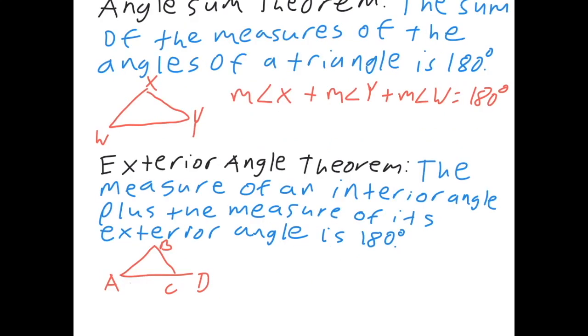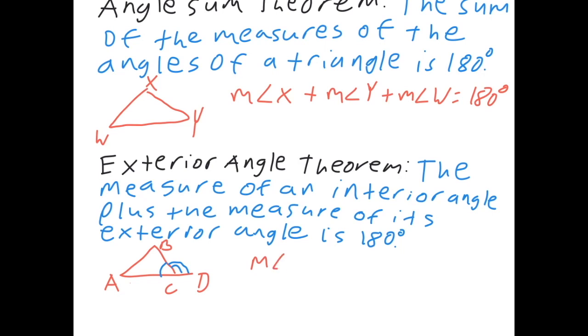So say we have a triangle. So the exterior angle theorem says the measure of an interior angle, so let's say this one right here, plus the measure of an exterior angle, so say this one right here, and I'll mark it with 2 angle marks to show that those two aren't the same. So those 2 angles will add to 180. So we can write it like this.